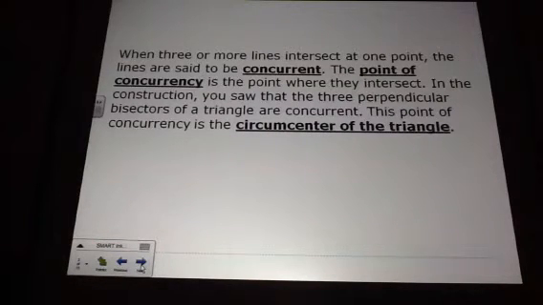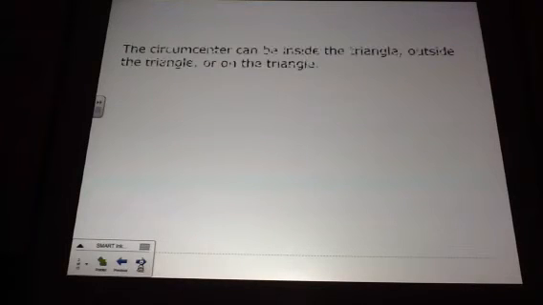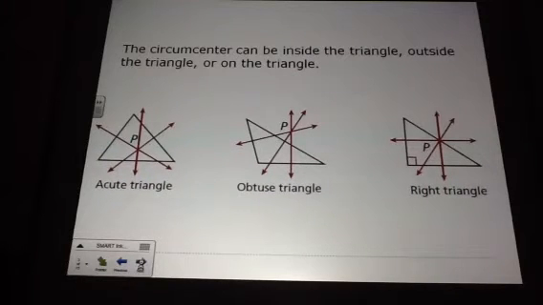When there are three or more lines that intersect at one point, it is said to be concurrent. The point of concurrency is the point where those three lines intersect. In the construction that you're getting ready to see, you will see that three perpendicular bisectors of a triangle are concurrent. This point of concurrency is the circumcenter of the triangle. The circumcenter can be inside the triangle, outside the triangle, or on the right triangle.